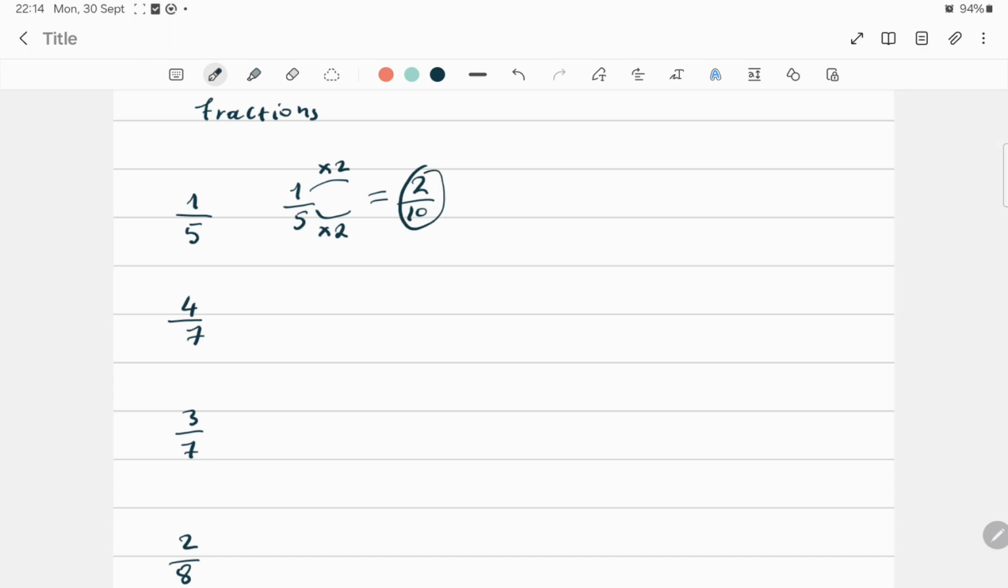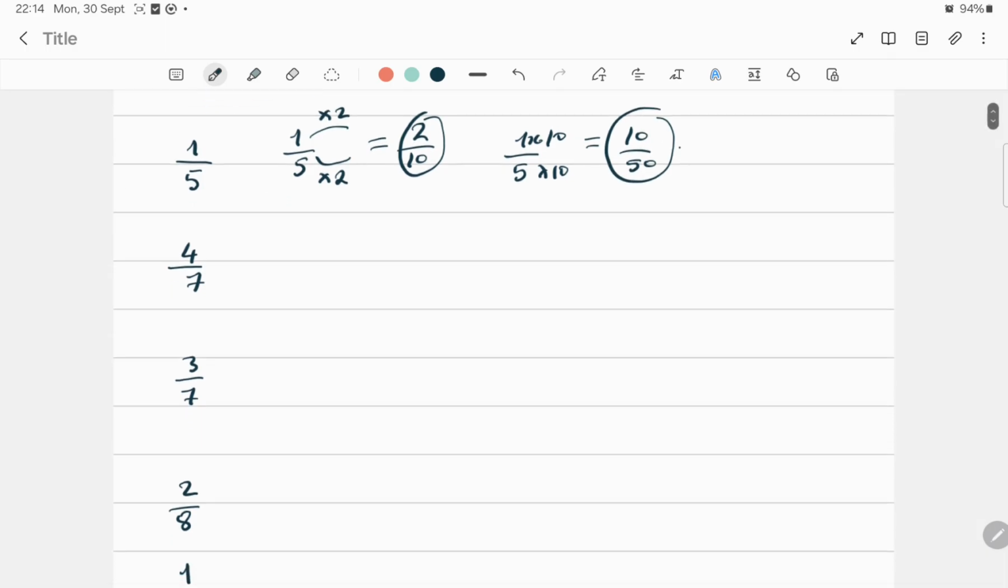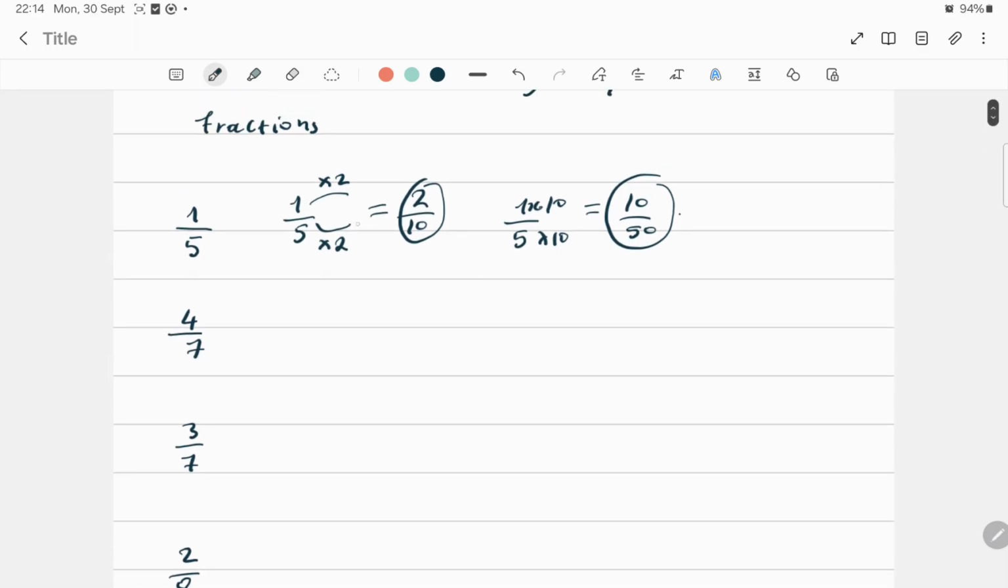2/10 is an equivalent fraction. Or we can multiply by 10. 10/50 is also an equivalent fraction. And here these fractions are equal, so 1/5 equals 2/10 equals 10/50.